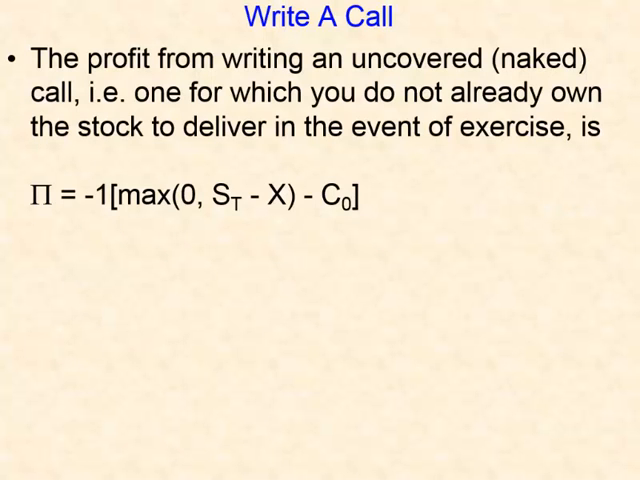Next, we'll examine the profit from writing a call option. The profit from writing an uncovered, also known as a naked call, that is one for which we do not already own the stock to deliver in the event of exercise, is given by the following equation. It says the profit is equal to -1, remember a negative quantity indicates we're writing the option, times the intrinsic value of the option at expiration, minus the initial premium on the option.